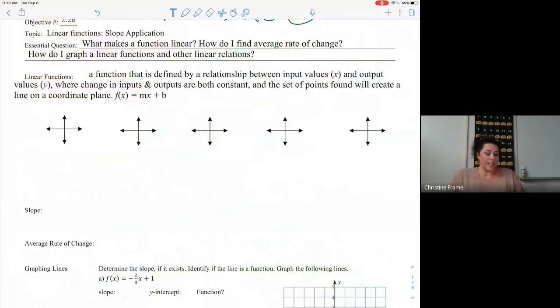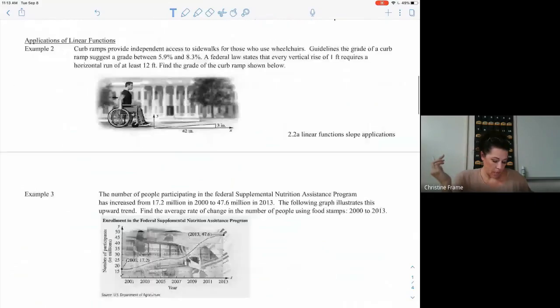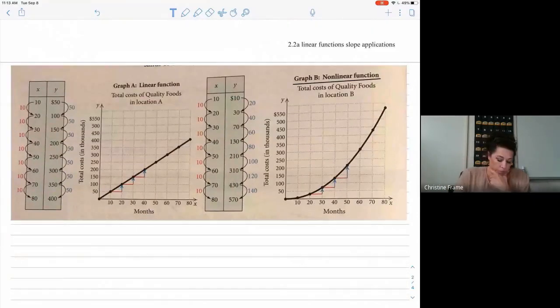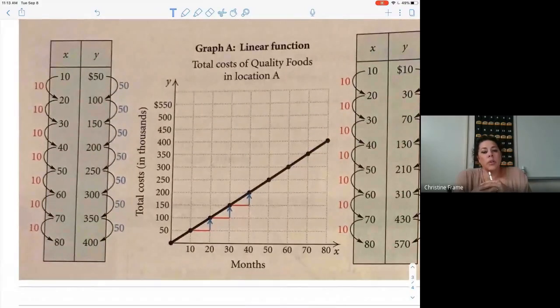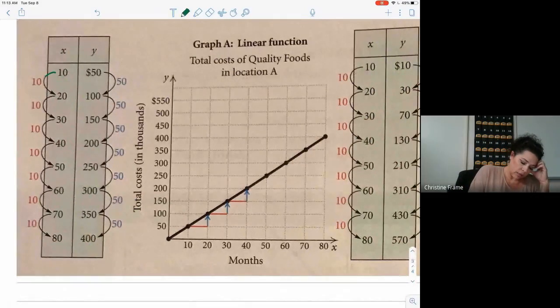Okay, so let's talk about, I'm going to give you a table of values here. Let's zoom in here. So this is a graph of a linear function. You can tell it's a linear function because the points graphed create a line, right? But the definition of the function is that the change in x and the change in y remain constant. So if you look at this here, as we go from one x to the next, it's a constant change of 10. And on your y's, it's a constant change of 50. Okay, so that's their relationship.